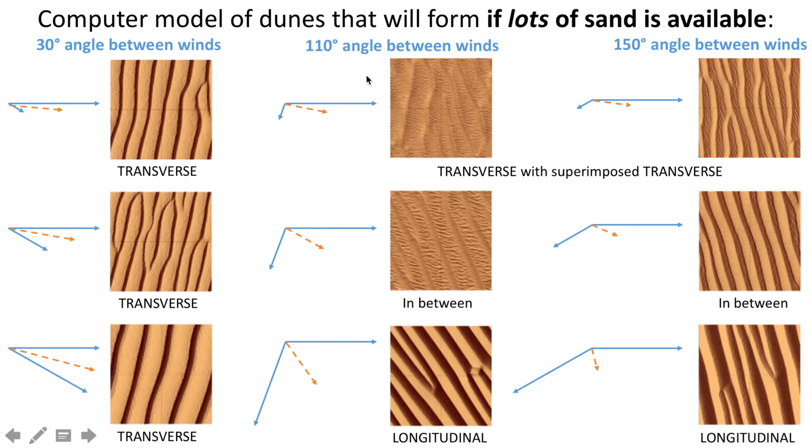However, if we increase the angle between the winds, then you get kind of transverse dunes with superimposed transverse dunes. So you get transverse dunes predominantly from this strongest wind direction, but then some superimposed dunes that are much smaller, and they're sort of on top of it, that are transverse in this direction. But when these two winds have pretty much equal strength, then we end up with longitudinal dunes, where the dunes are very clearly parallel to the mean wind direction, to the average wind direction.